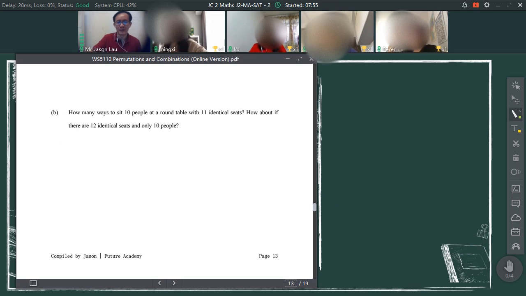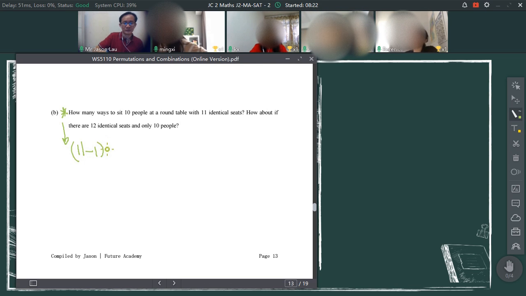Next one. How many ways to sit 10 people at the round table with 11 identical seats? So first question here, Bernice? Is it 11? Wait, I got this. 10 people around the table. Is it 11 minus 1 factorial? Yeah, you're right. You are using the dummy method, the empty seat, or the ghost method. Okay, so this is correct.